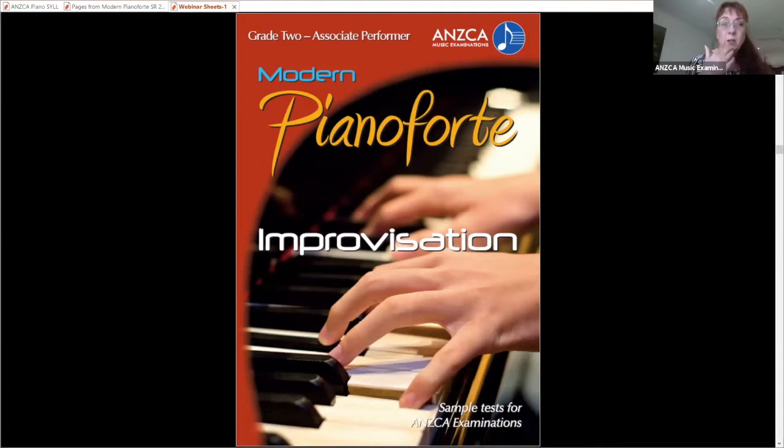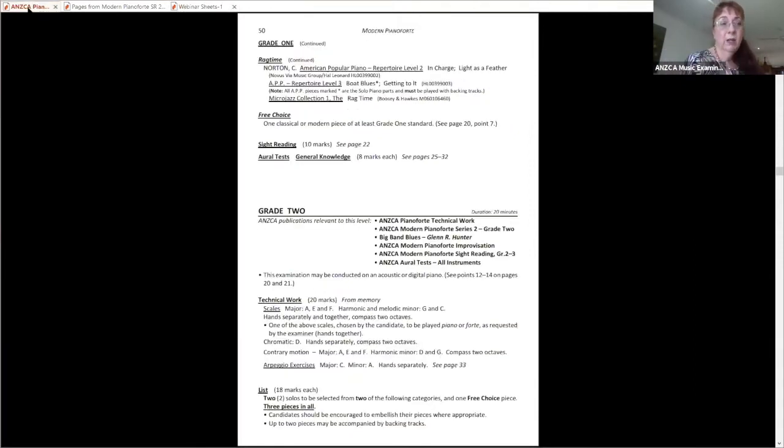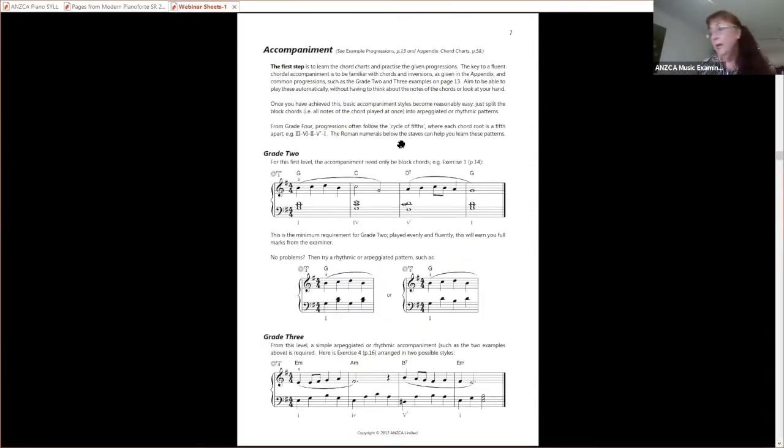Now, could we go into the first page, please, Tony? Thank you. Yes. Now, see there. This is at grade 2 level. It starts at grade 2 level. And so with those chords, it actually says, I'm going to read it from my book here, so I'm looking at the same one as you. The accompaniment: the first step is to learn the chord charts and practice the given progression. Now, that's what I do with my kids. I do exactly that with my kids. They learn the chords, and then we talk about the sight reading part of it. So for the first level, all you need is the block chords.